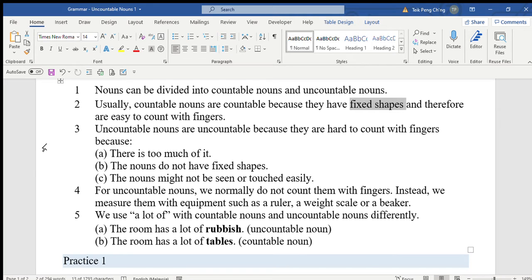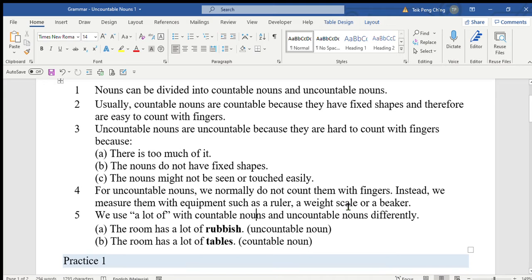Okay, for point number 4, for uncountable nouns, we normally do not count them with fingers. So, bila kita berurus dengan kata nama yang tak boleh dikira, we do not count them with fingers. Kita tak kira dengan jari-jari. Instead, sebaliknya, we measure them. Okay, measure maksud dia sukat. Okay, like sukatan, menyukat mereka dengan equipment, alatan seperti a ruler, a weight scale.